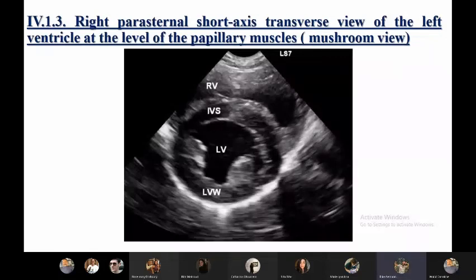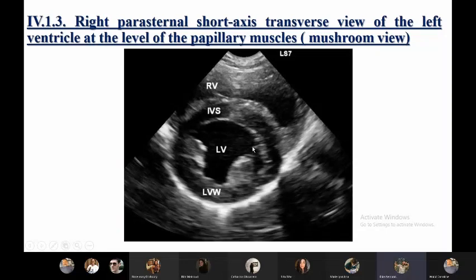This is the first short axis view image. The right parasternal short axis transverse view of the left ventricle at the level of the papillary muscles. These are the papillary muscles over here. It is also called the mushroom view since the left ventricle obviously has a mushroom shape. This view allows the visualization of the right and left ventricle, the anterior and posterior papillary muscles within the left ventricle, and the pericardium. The left ventricular outer shape should be circular and symmetrical.